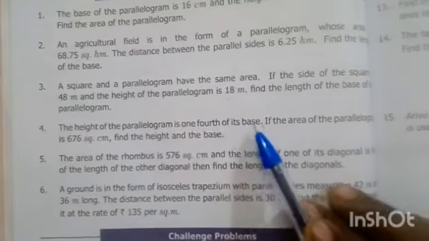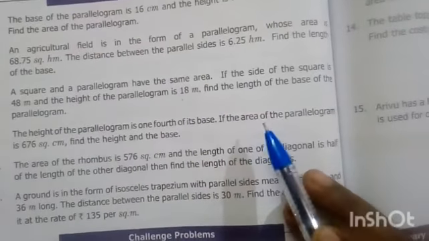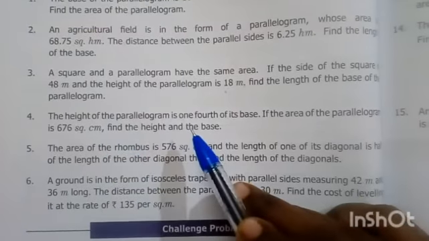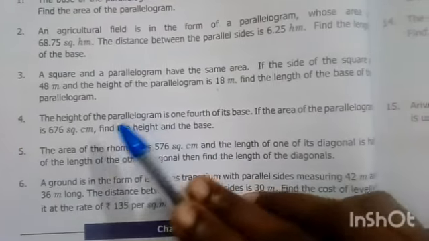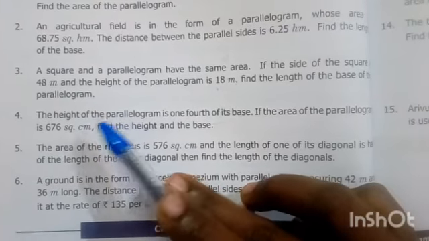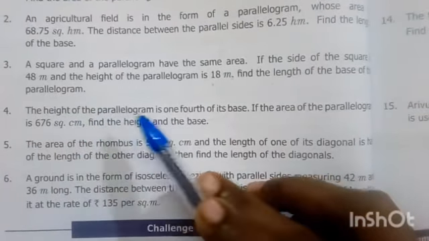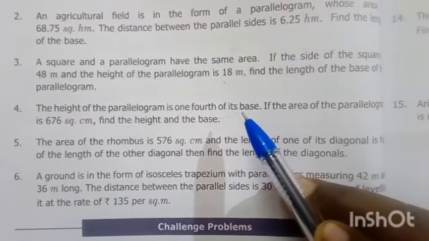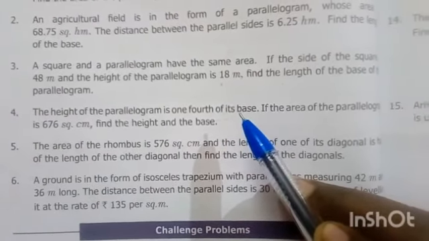Fourth problem. The height of the parallelogram is 1/4 of its base. The area of the parallelogram is 676 square centimeters. Find the height and the base. For this problem, height and base both are unknown. So the clue given is that the height of the parallelogram is 1/4 of its base. So h is equal to 1/4 into base.